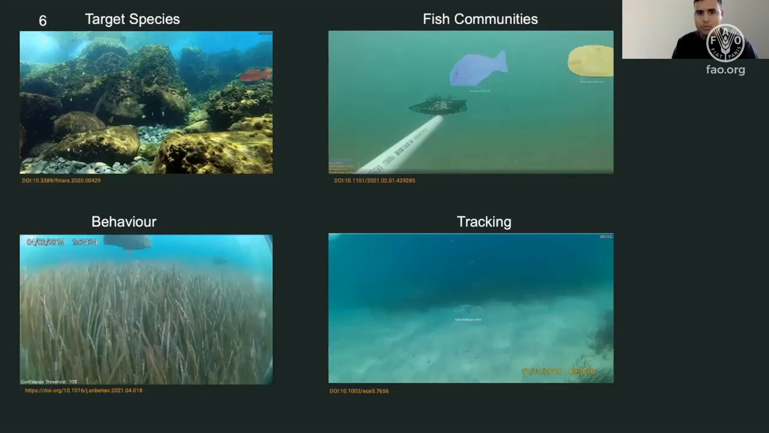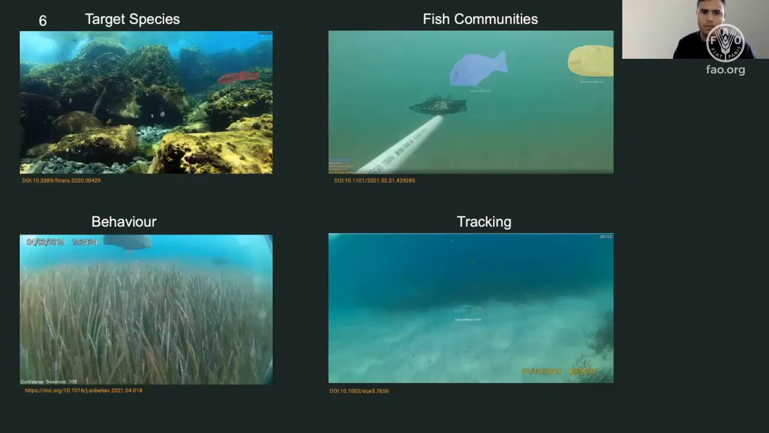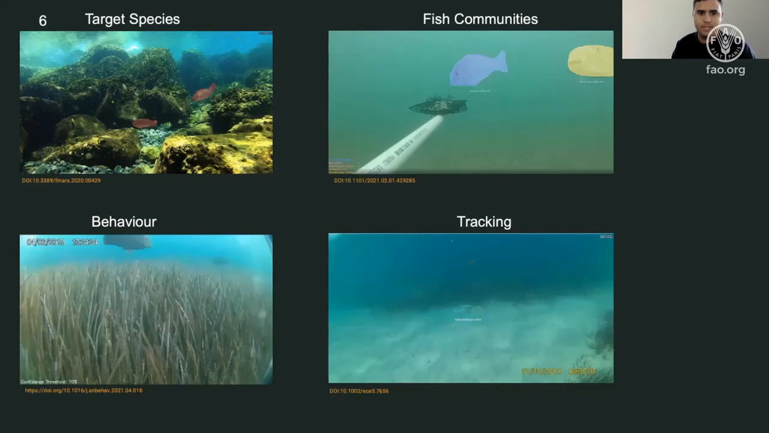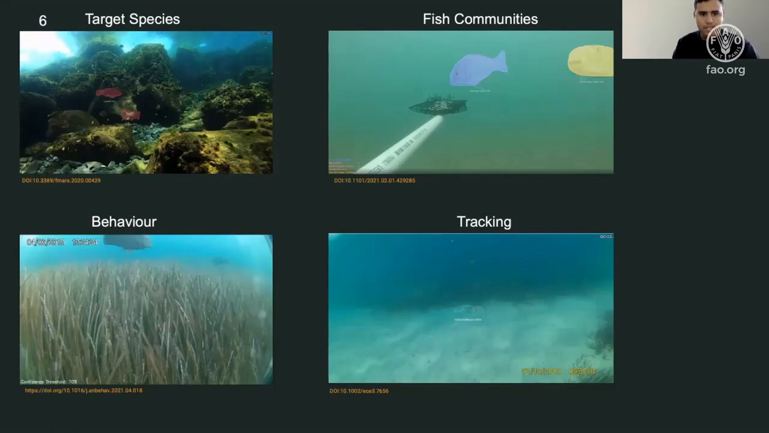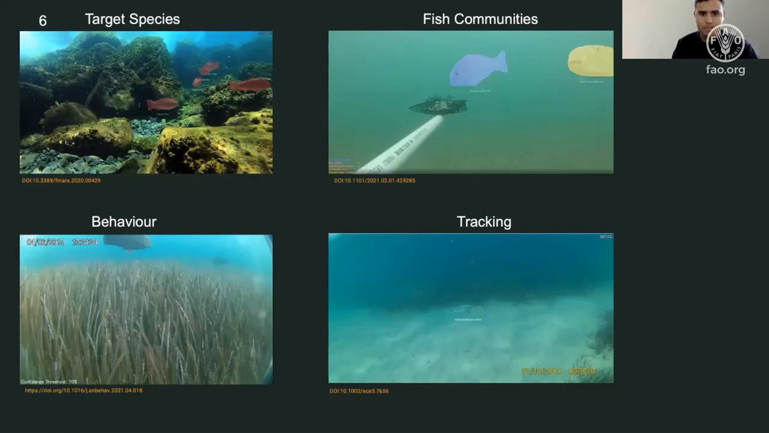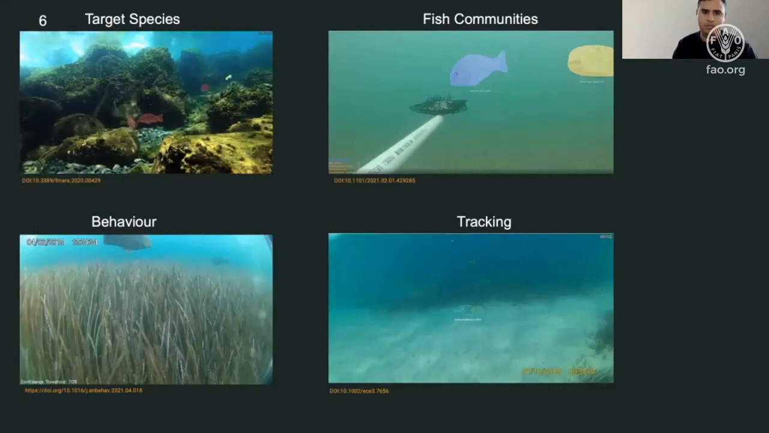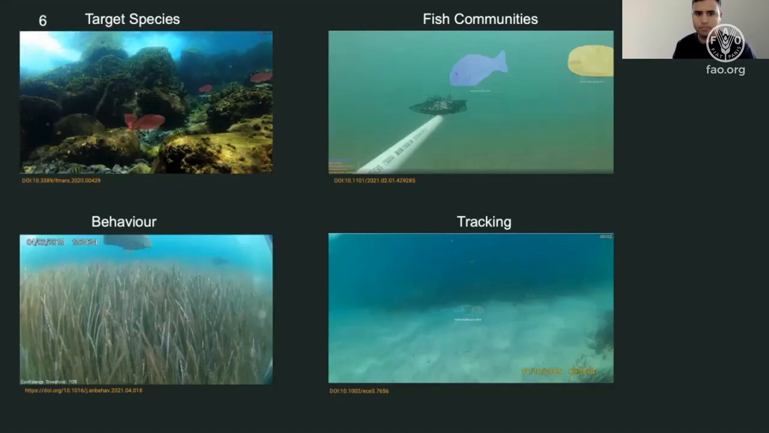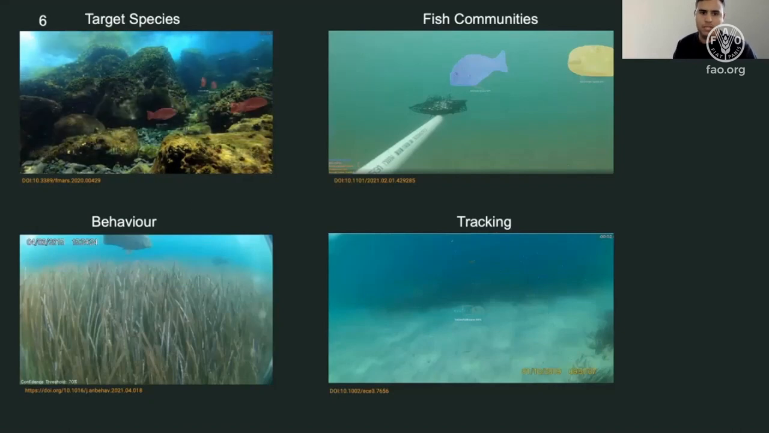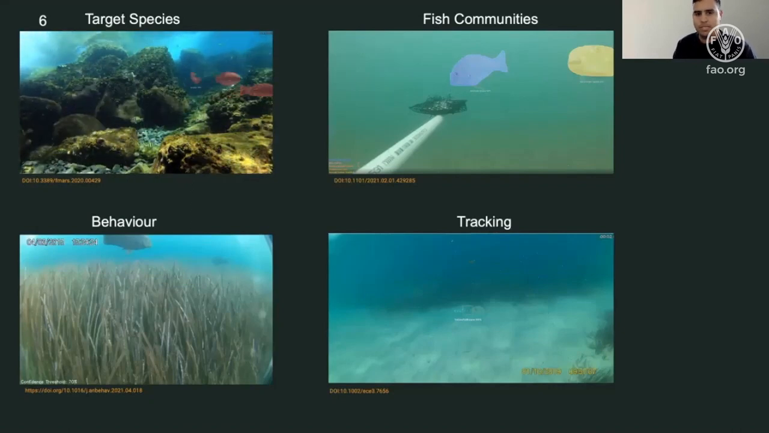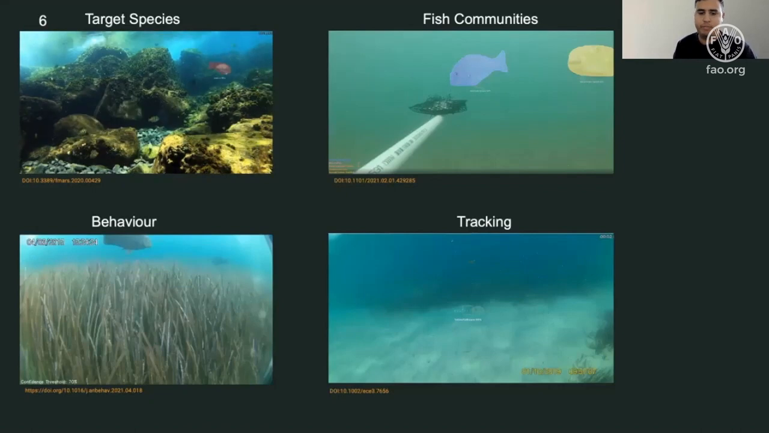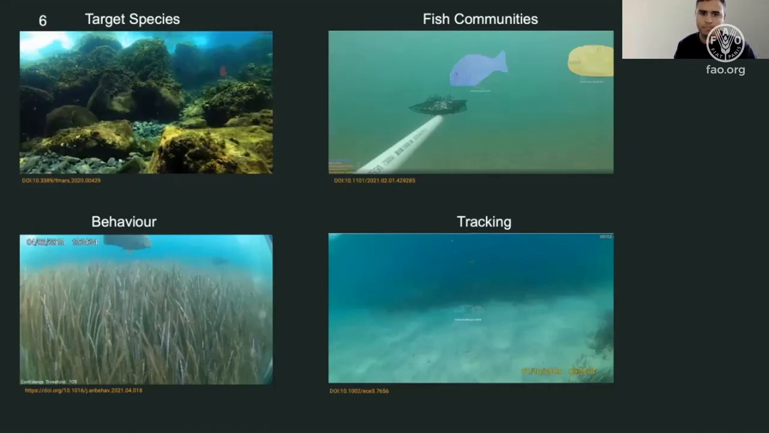FishID at the moment can do four things. The first one is that it can detect target species. So you will see in that video top left that the FishID software is detecting that specific species in the red polygon, and it's providing us data of where it is and where it's going. You can imagine that this sort of data is important for managers, for example, that want to monitor invasive species in a particular ecosystem.